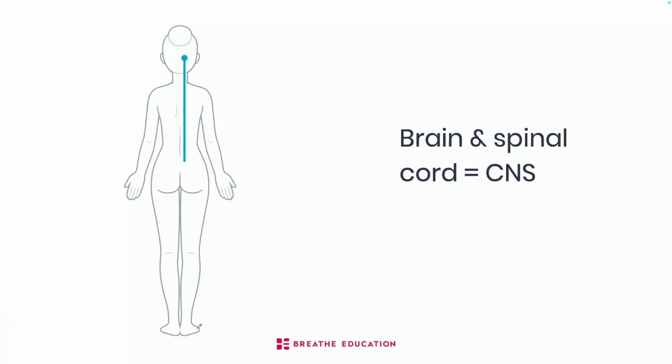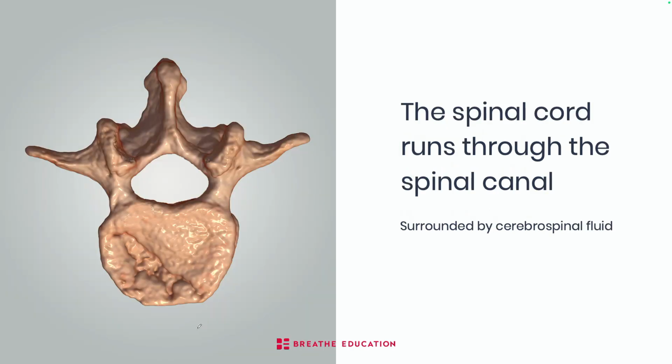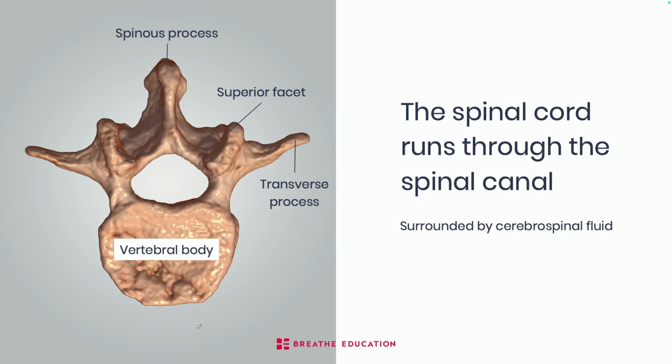All right, so your brain and your spinal cord together are called your CNS, or your central nervous system. That literally just means your brain and spinal cord. But bear in mind that the brain and the spinal cord are not separate things. They're just different regions of the same structure. The spinal cord runs through the spinal canal, which we looked at before. So there's the vertebral body, the spinous process, the transverse process, the superior facet, and here is the spinal canal. And the purpose of the spinal canal is to protect the spinal cord.